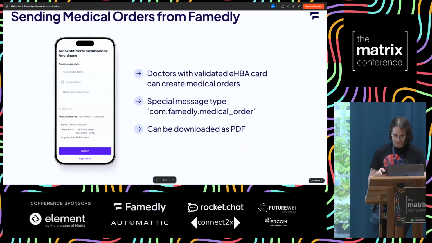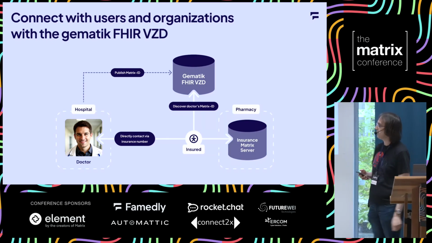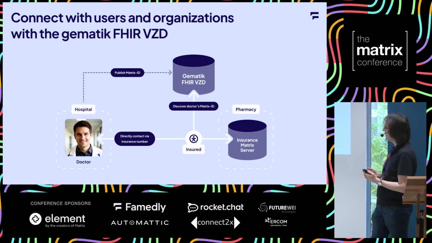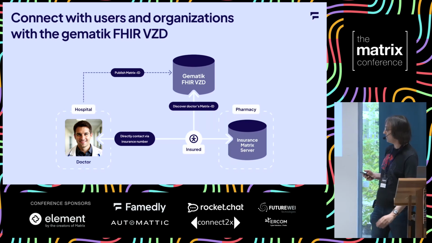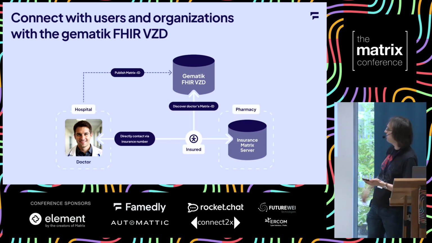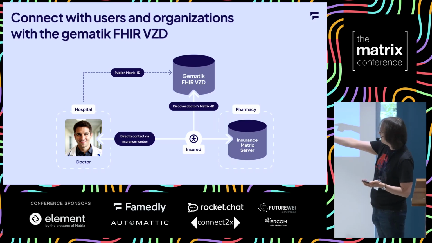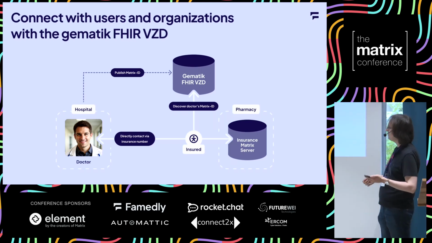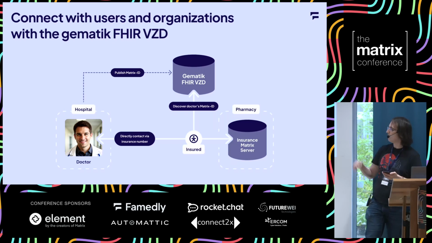Now we come to the next feature of the FHIR VZD from the Gematik. This is a way how you can also find and contact other healthcare organizations in Germany right now by using the same directory from the Gematik, from the healthcare ministry, but not in the manner that you publish your own Matrix ID as a user, but that organizations like here, for example, the hospital, publish a Matrix ID as a contact point. So you have a use case where you do not want to contact a specific doctor in a hospital, you want to contact the hospital, and then the hospital decides who is responsible to reply to your request.